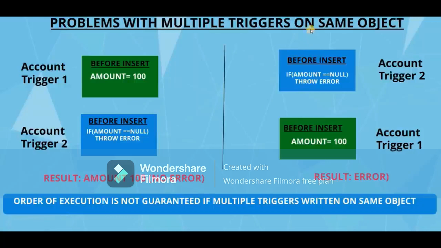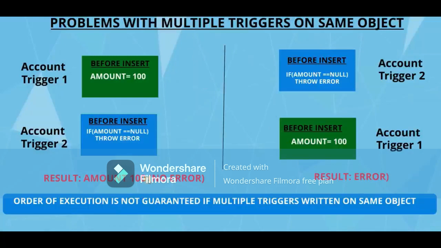However, if Salesforce follows the other order, executing trigger 2 first, it will check if amount equals null. By that time, if no one provides an amount value, amount will be empty and it will throw an error, and it will not come to the next trigger in the first place. It will show an error directly, and the result will be an error. So see, based on the order of execution, the result changes.